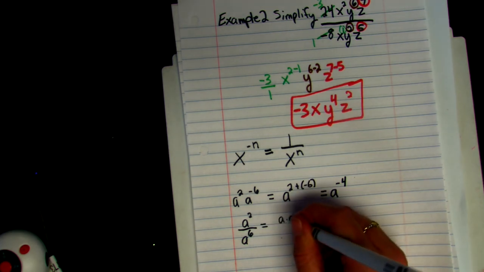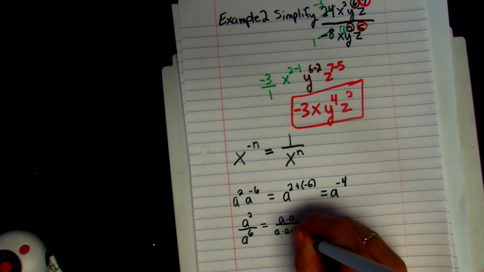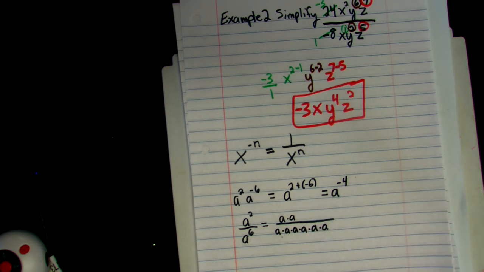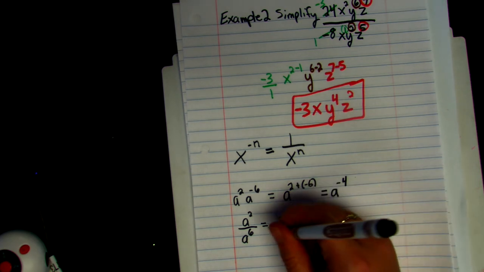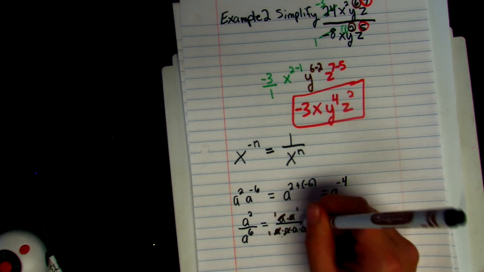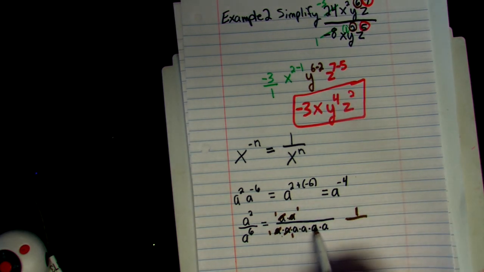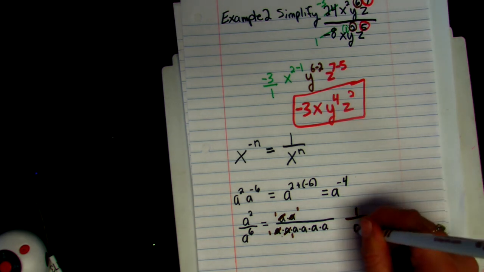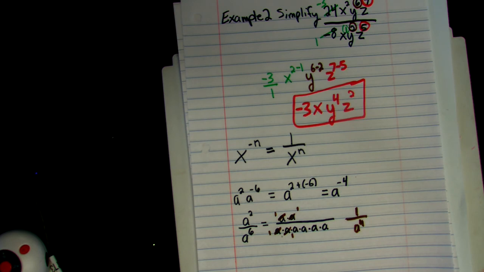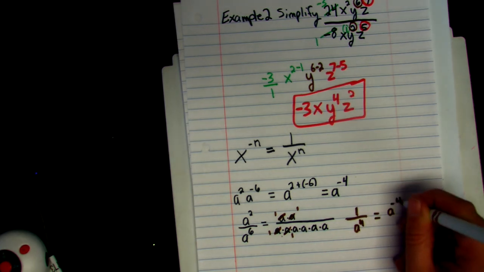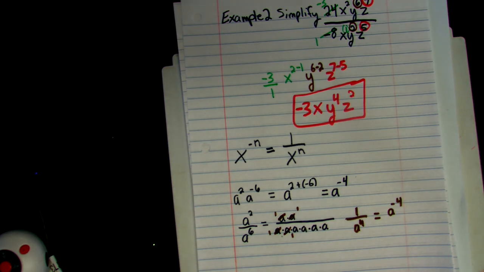I would have a times a over a times a times a, 6 a's down here, right? And then if I were to simplify, a goes into a once, a goes into a once, so I'm left with 1 times 1, which is 1, and then I'm left with 1 times 1 times a times a times a times a, which is a to the 4th. And then 1 over a to the 4th is the same as saying a to the negative 4th, right? So we end up with the same answer.